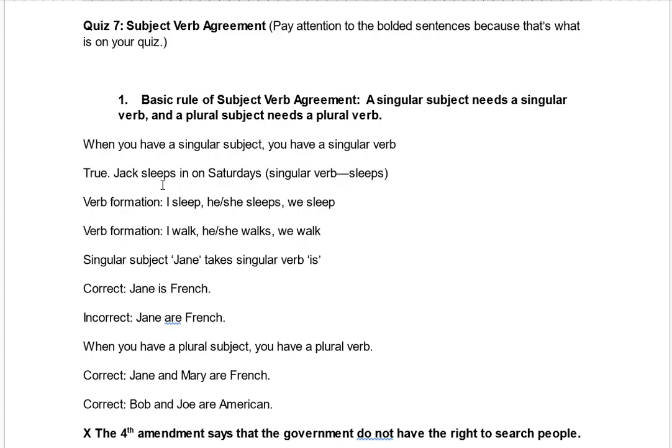True, Jack sleeps in on Saturdays. So the singular subject, Jack, takes the singular verb sleeps. Verb formation of sleep: I sleep, he or she sleeps, we sleep. Verb formation of walk: I walk, he or she walks, we walk. Singular subject, Jane, takes the singular verb is. So, Jane is French.